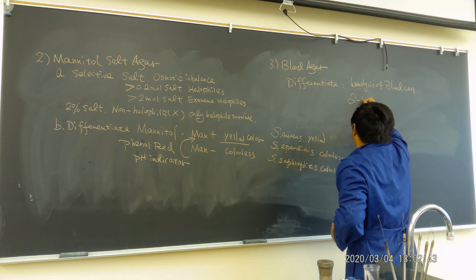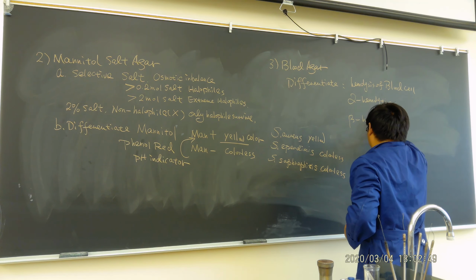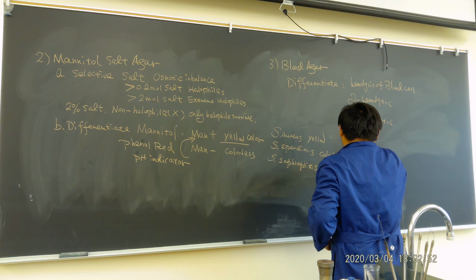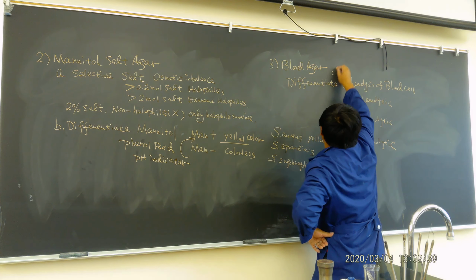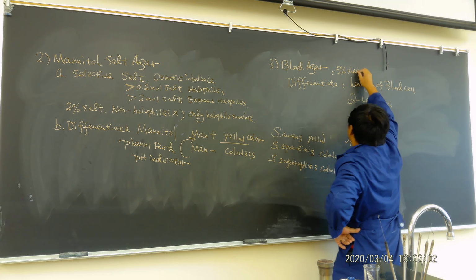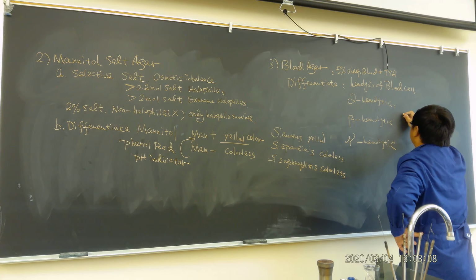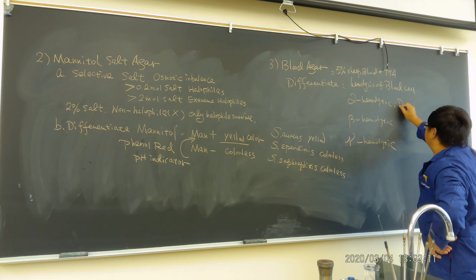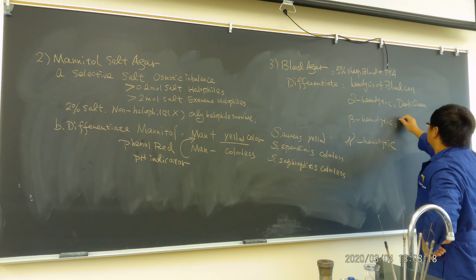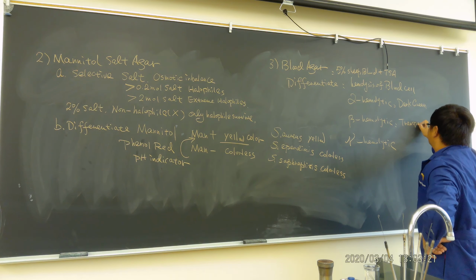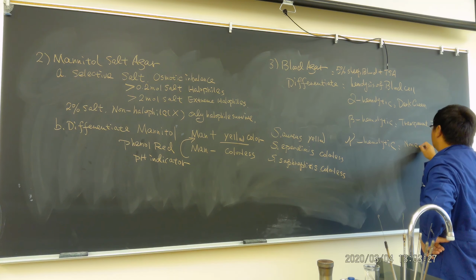we will have alpha hemolytic, beta hemolytic, and gamma hemolytic. By the way, this is 5% sheep blood added into TSA, I just mentioned. Alpha hemolytic is incomplete hemolysis, so it's a dark green color. Beta hemolytic is a transparent zone because it's completely hemolytic. And gamma hemolytic is nothing happened, so non-hemolytic.